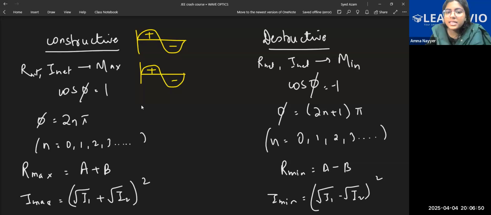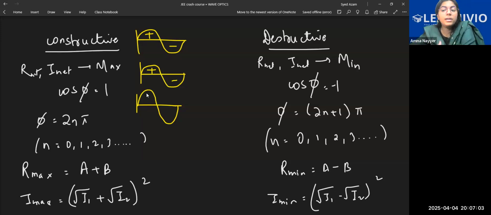So what will happen? See, both are in the same phase, they are in the same direction. Amplitude is also rising. It will result in a greater amplitude like this. So this is called constructive interference. Everything will be maximum, everything will increase, everything will be added up. So net amplitude, R means the resultant amplitude, R net and I net. I net means the resultant intensity. They'll be maximum. Cos phi will have the value 1.